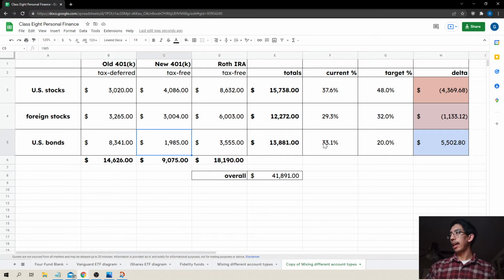So let's say that we want to rebalance this portfolio back to the target percentages. The first thing we could do is take this percentage of US bonds here with this portion, and we're just going to transfer this money over.